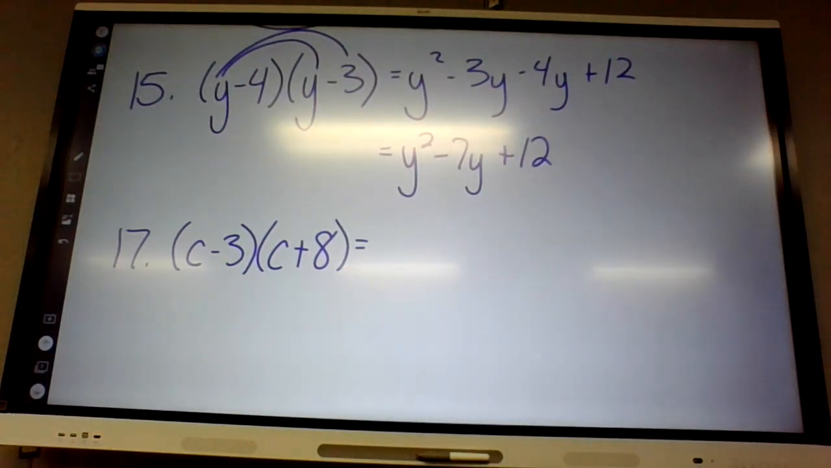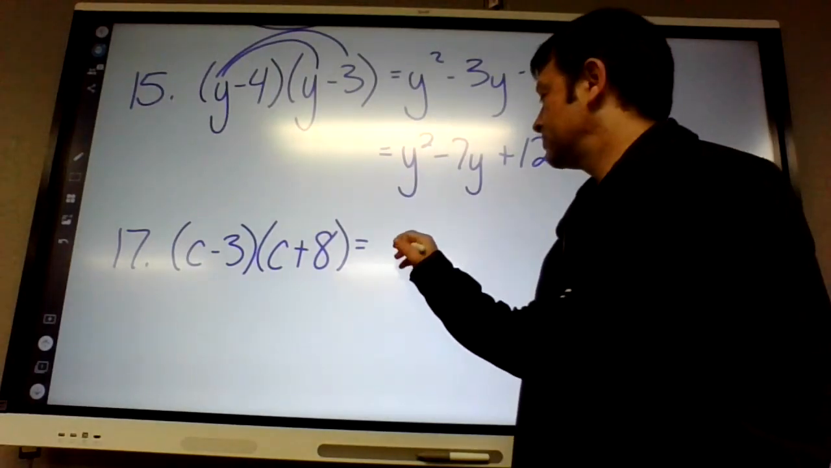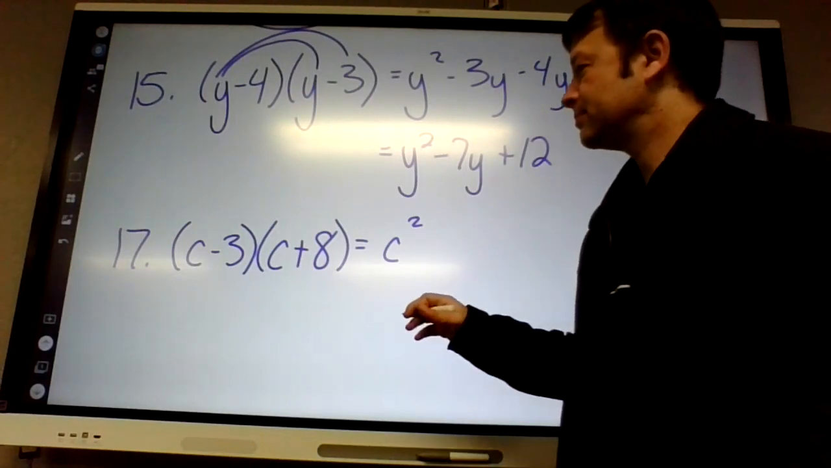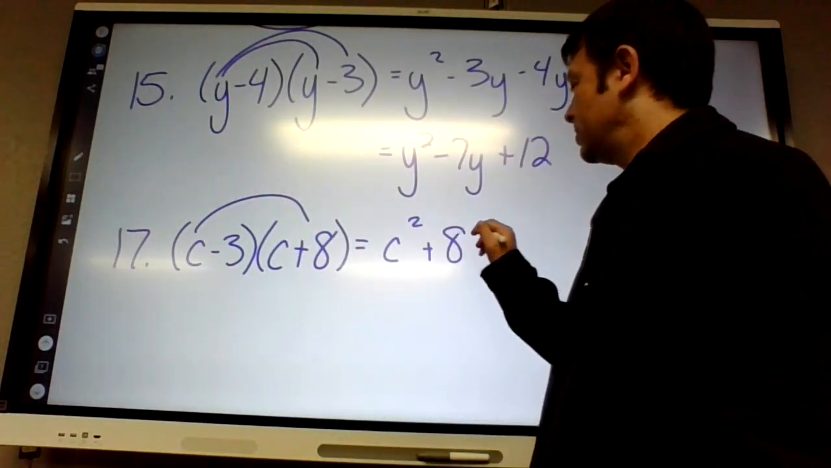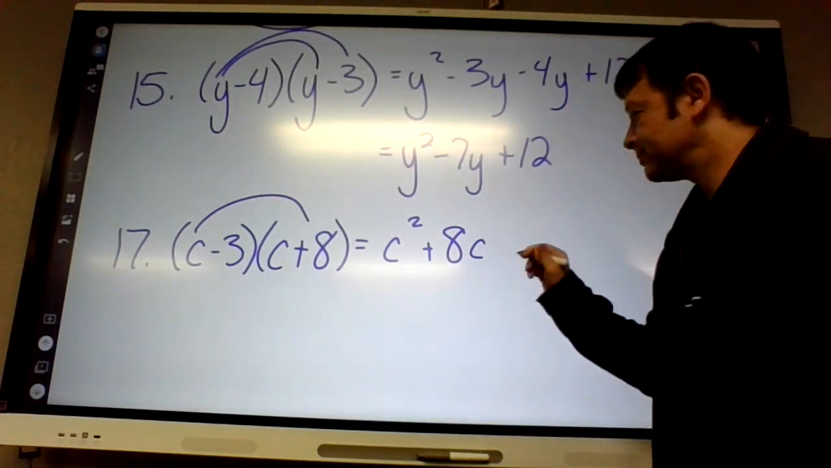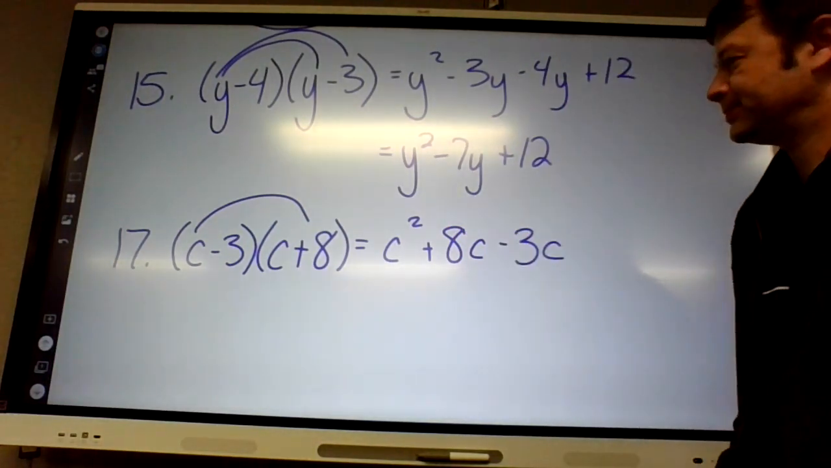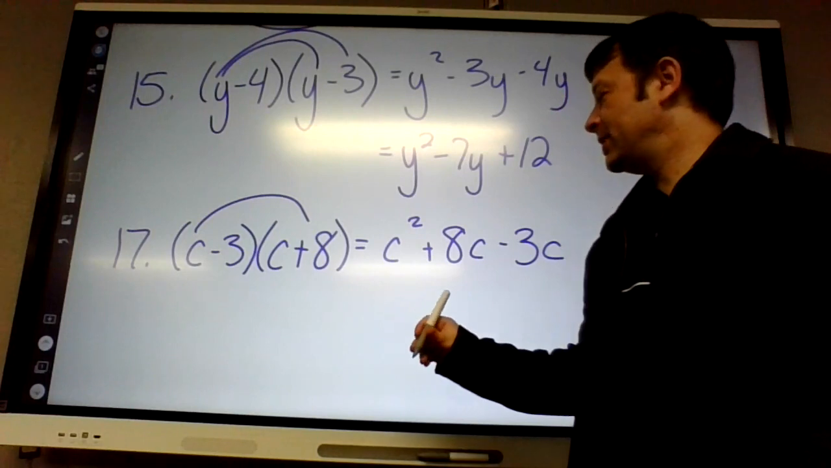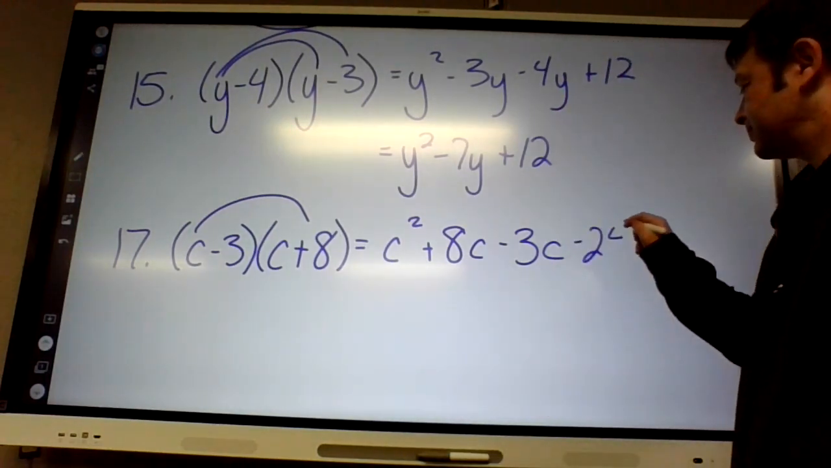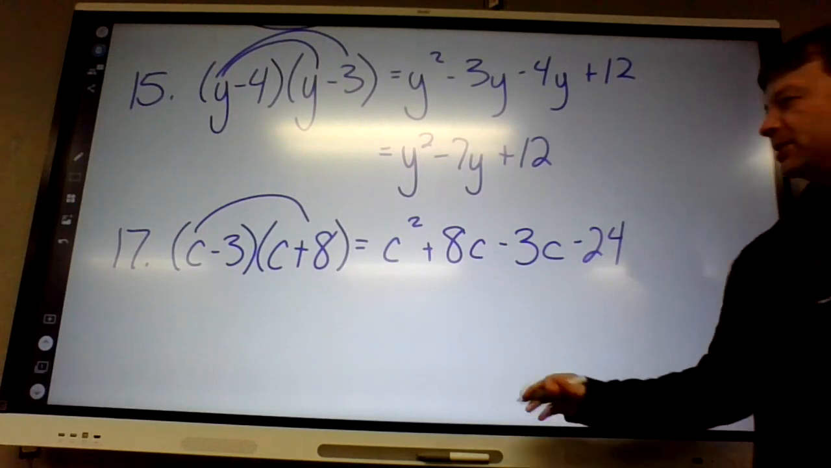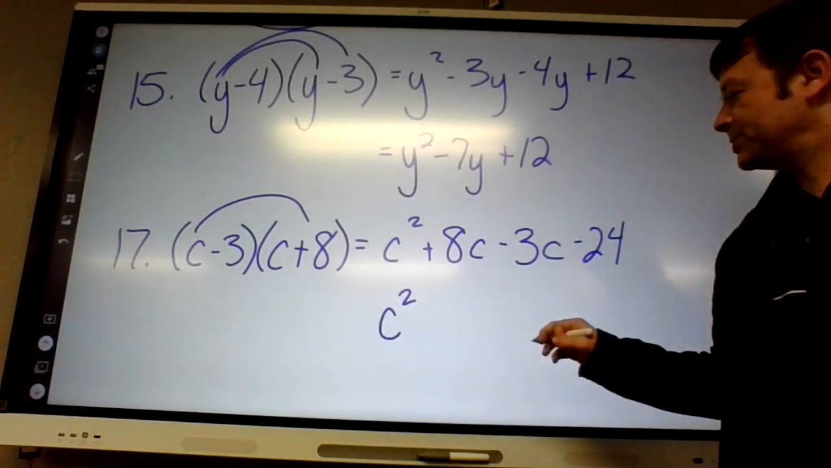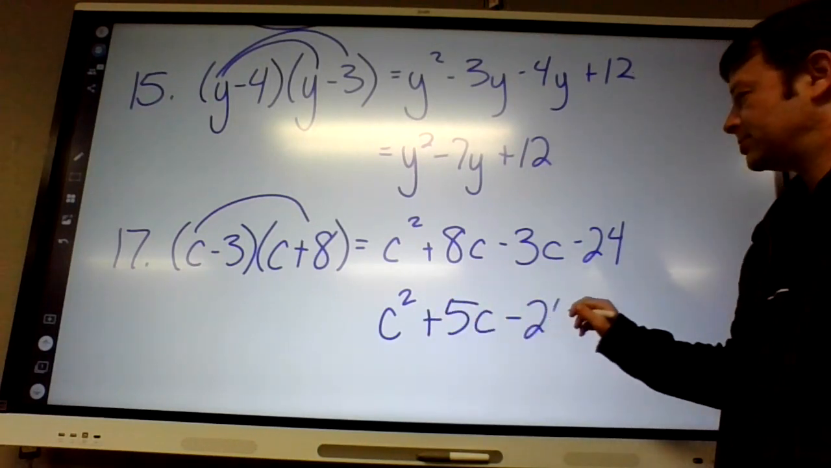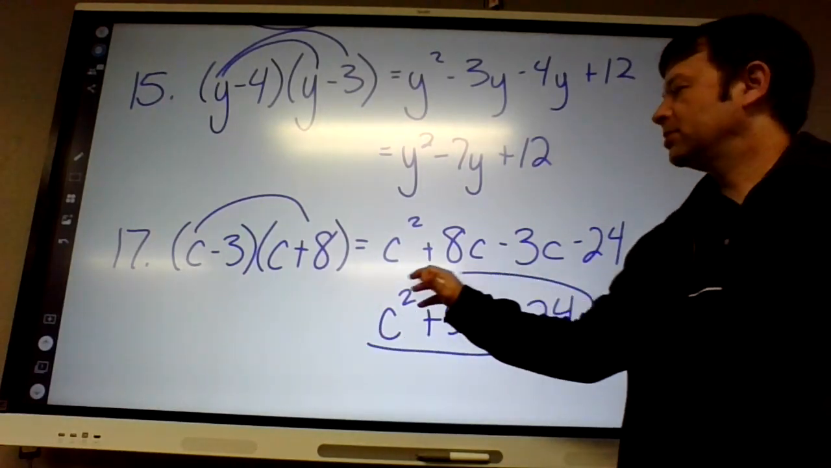All right, Emily, what's the first going to be? C squared. Outside? Plus 8C. Yep. Inside? Minus 3C. And last? Plus 24. Well, the 3 is negative, so minus. Yep. And then 8C minus 3C becomes 5C. So C squared plus 5C minus 24.